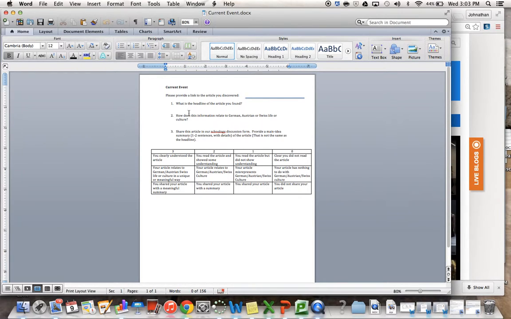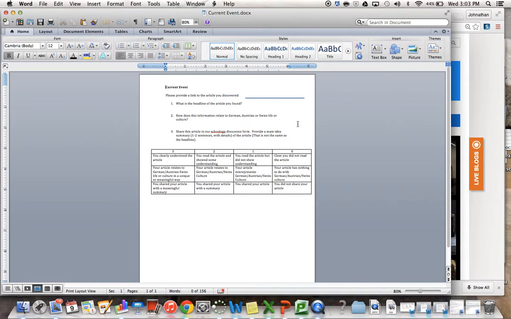Number 2 is one of the more important. How does this information relate to German, Austrian, or Swiss life or culture? So asking them to make a connection to how this relates to what they've been learning about what it means to be German, Austrian, or Swiss. How might this relate? I'm going to get both deep and shallow answers for number 2. I'd like to look for ways to make number 2 a little bit deeper.